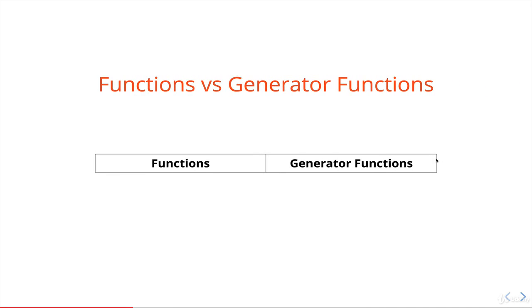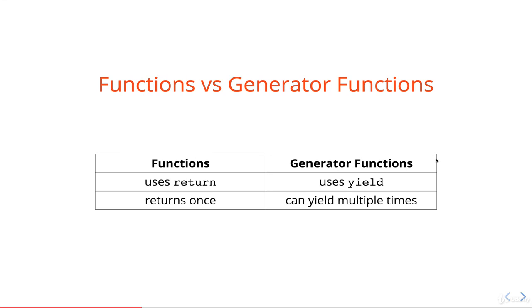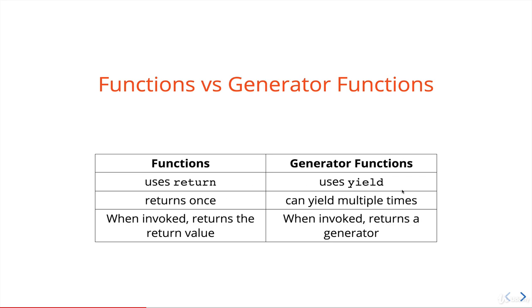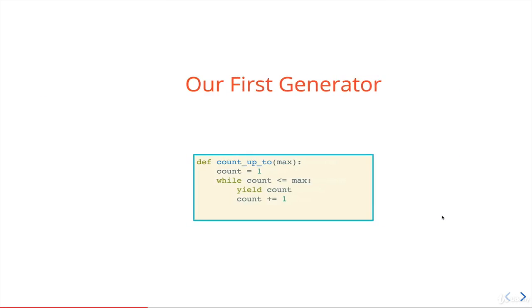Okay, so generator functions are just a regular old function, except instead of using the return keyword, we're using the yield keyword. And instead of returning once, a generator function can return more than once, or yield more than once. And then finally, when we call a regular function, it returns a return value. When we call a generator function, it returns a generator. So a generator function is a way of creating a generator, which is an iterator. It's very complicated and confusing when I'm explaining it like this. Let's look at an example.